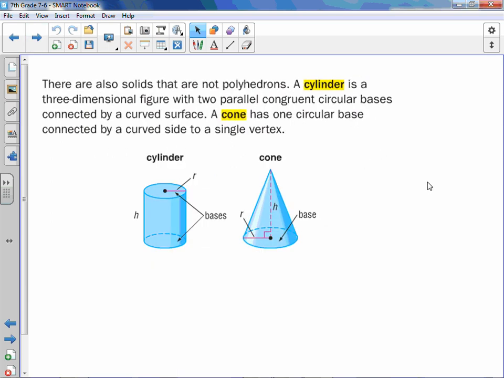There are also solids that are not polyhedrons. A cylinder is a three-dimensional figure with two parallel congruent circular bases connected by a curved surface. A cone has one circular base connected by a curved side to a single vertex.